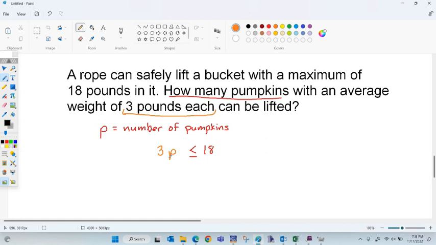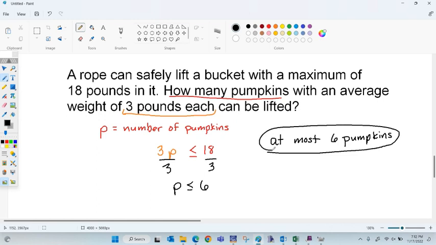Yes, I know that probably half of you had the answer figured out before we did an inequality, but you have to get used to writing inequalities. So we'll divide both sides by 3. So P is less than or equal to 6. So how many pumpkins? We have to do a maximum of 6 pumpkins, or at most 6 pumpkins. So no more than 6 pumpkins. Okay, so you have to put it into words so that your answer makes sense in the problem.